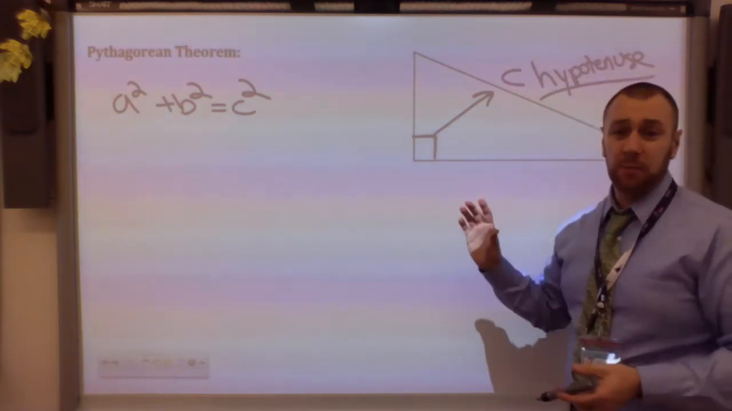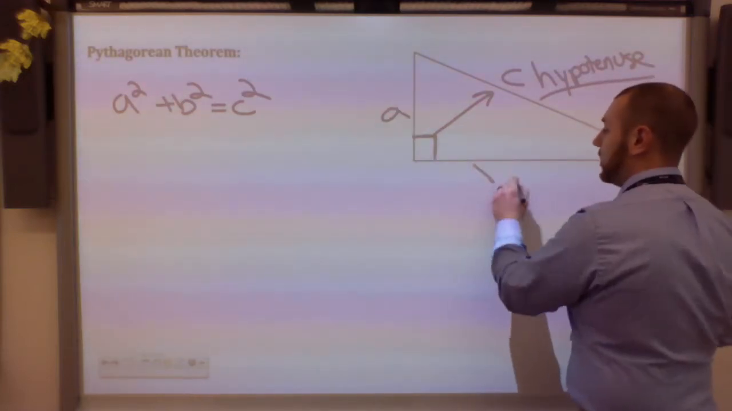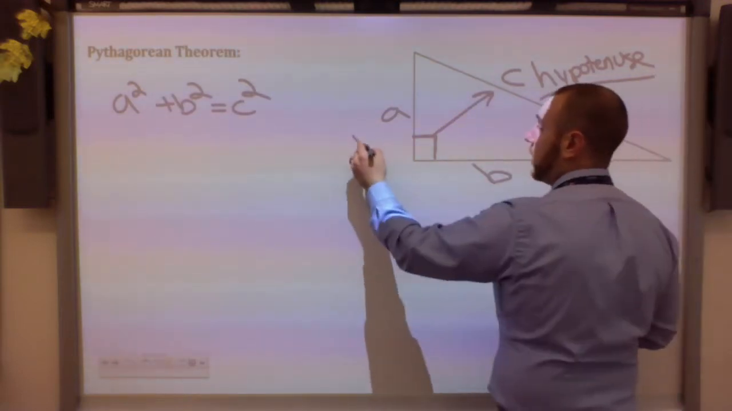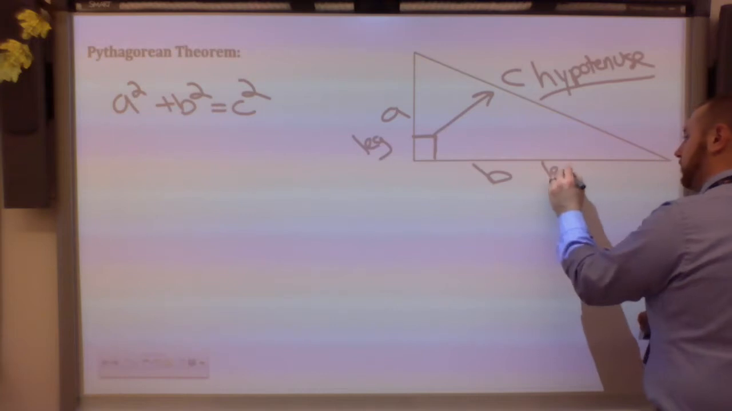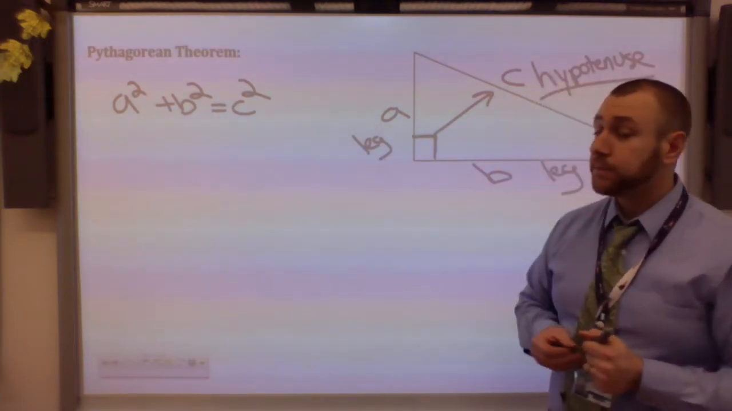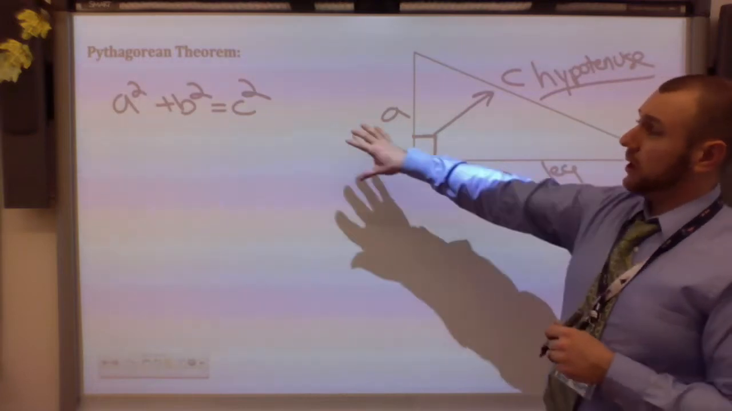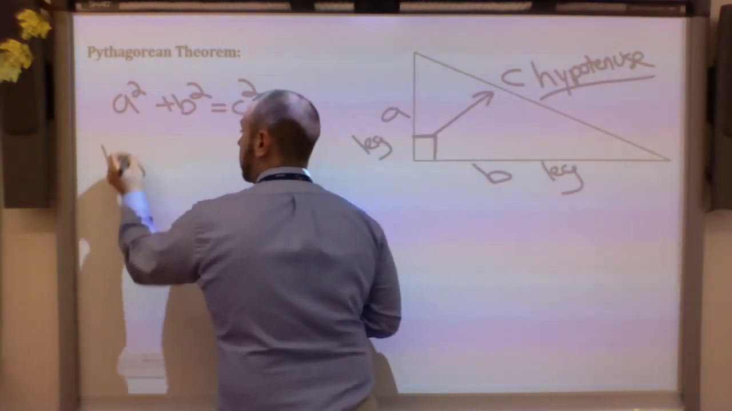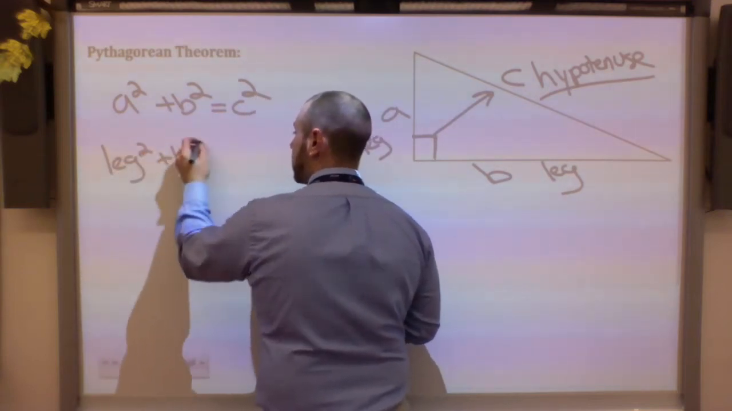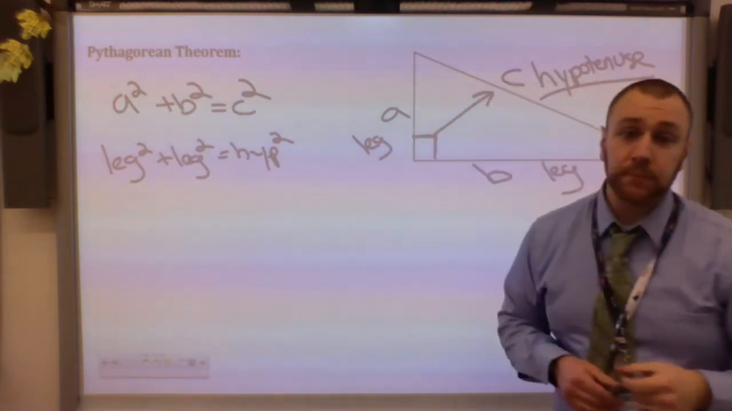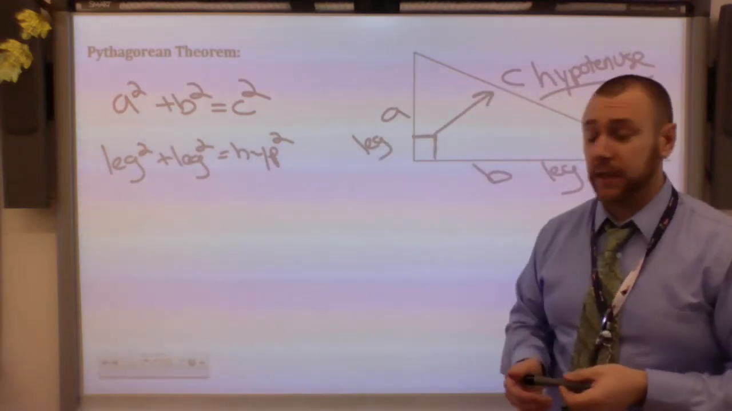The other two sides don't matter. This could be a, this could be b, or I could swap those. These are called the legs, and those are interchangeable. They don't matter in the order. So really, the Pythagorean theorem says leg squared plus leg squared equals hypotenuse squared. So we're going to do some examples of this.